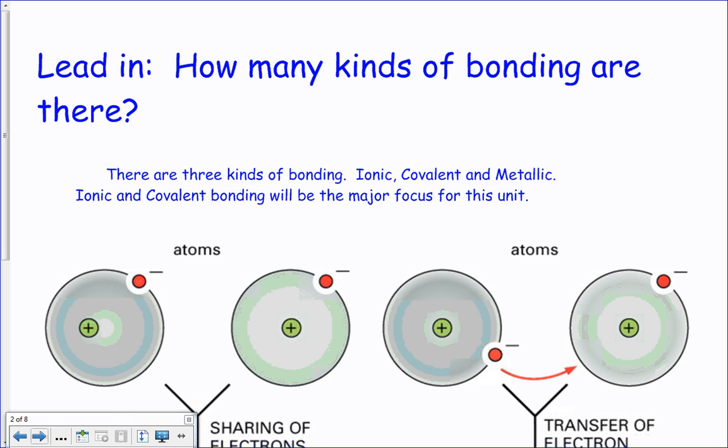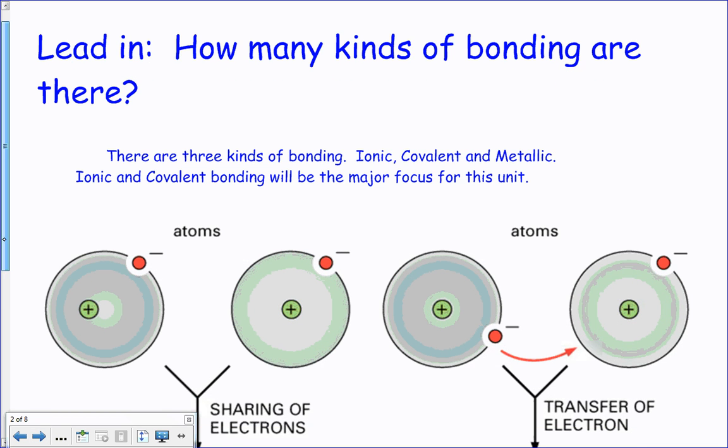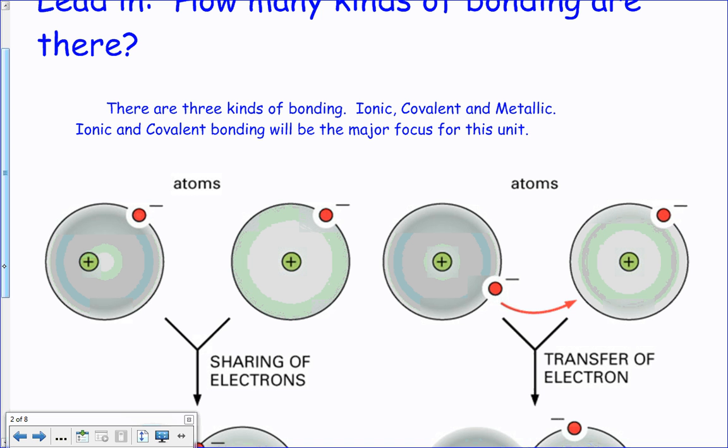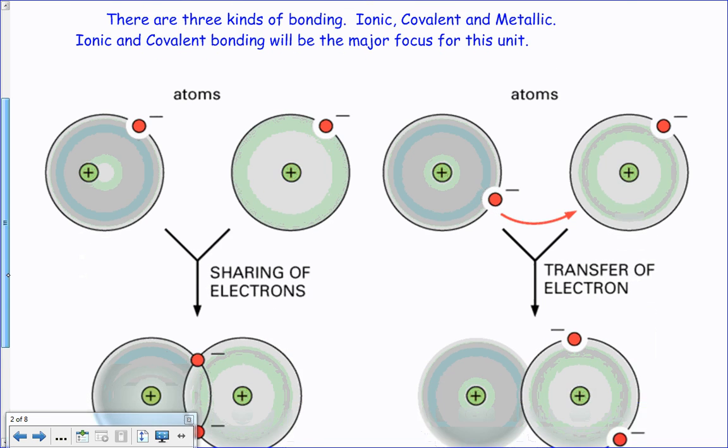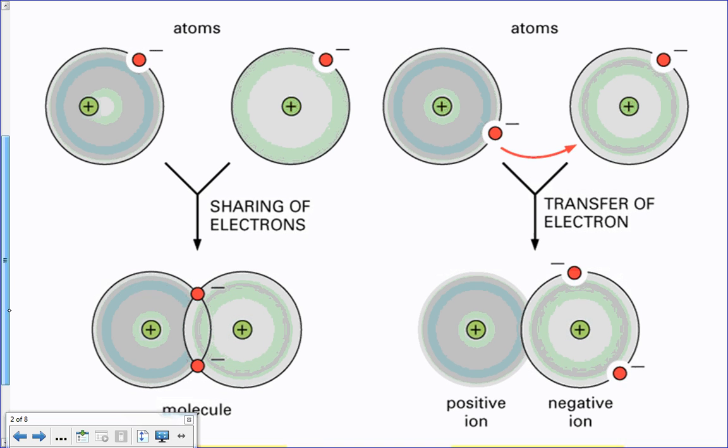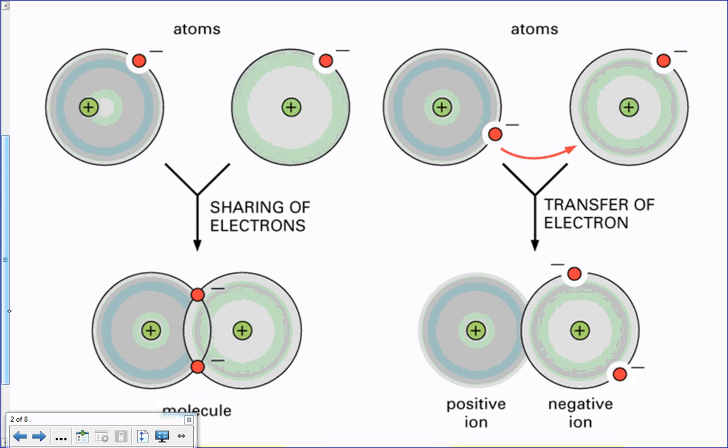So how many different kinds of bonding are there? Well, we're going to study the two main ones, ionic and covalent, which is the major focus. There is also metallic, which is between two metal atoms, okay? So here's a good pictorial. I have two atoms here on the left. They decide to share electrons. These electrons are going to be used between both atoms.